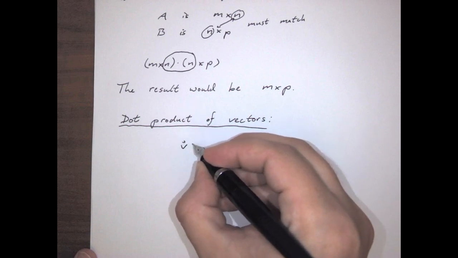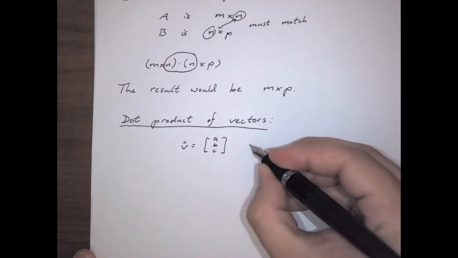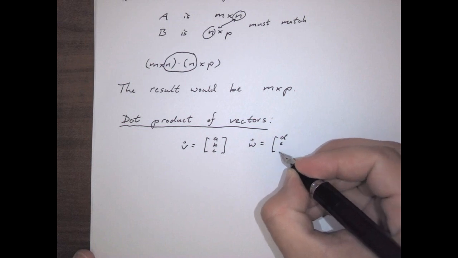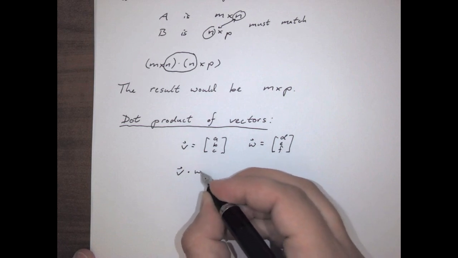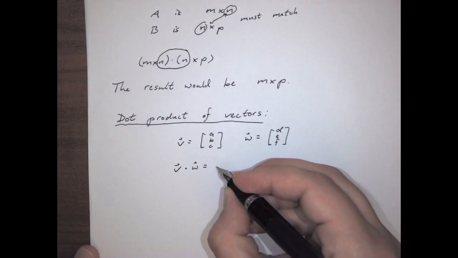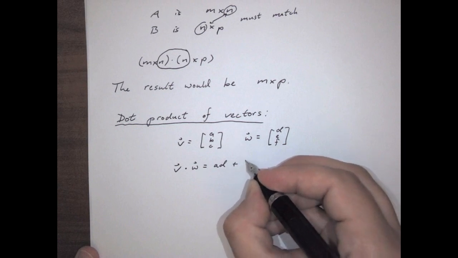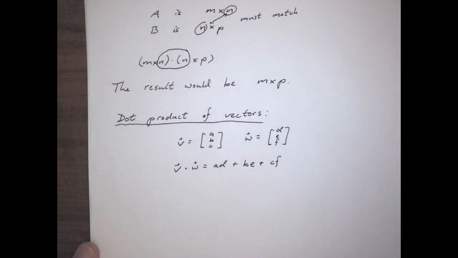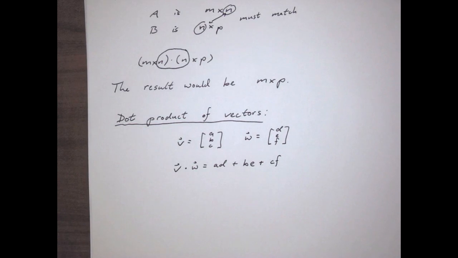You can find the dot product of vectors by taking something like this. Let's say that v is equal to a, b, c, and let's say w is equal to d, e, f. Then v dot w would be the number that you get, a scalar, which is why it's sometimes called a scalar product: ad plus be plus cf. So you add the product of corresponding entries and you add the result.